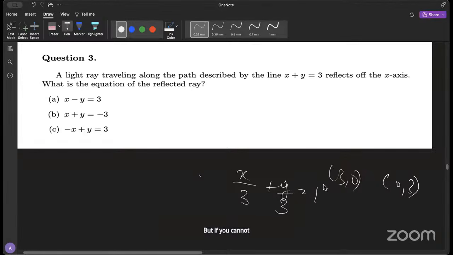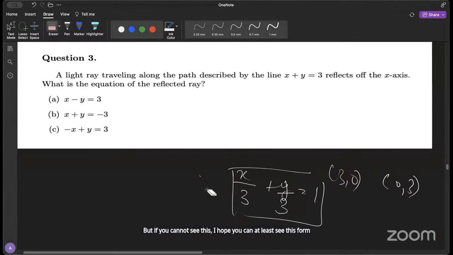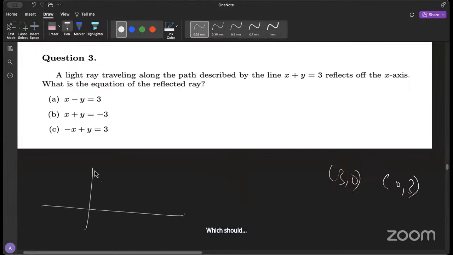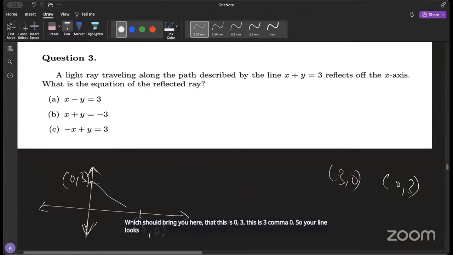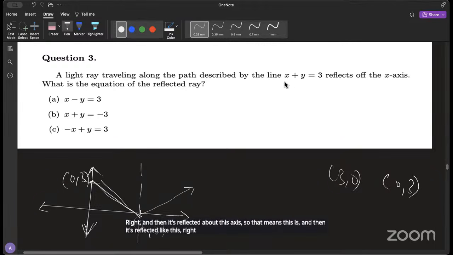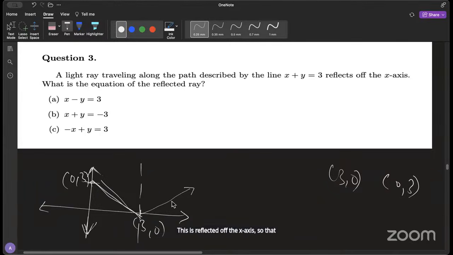But if you cannot see this, I hope you can at least see this form, the slope-intercept form, which should bring you here. This is (0, 3), this is (3, 0). So your line looks like this, right? And then it's reflected about this axis, off the x-axis. So this is the reflected ray, and this was the incident one, right?